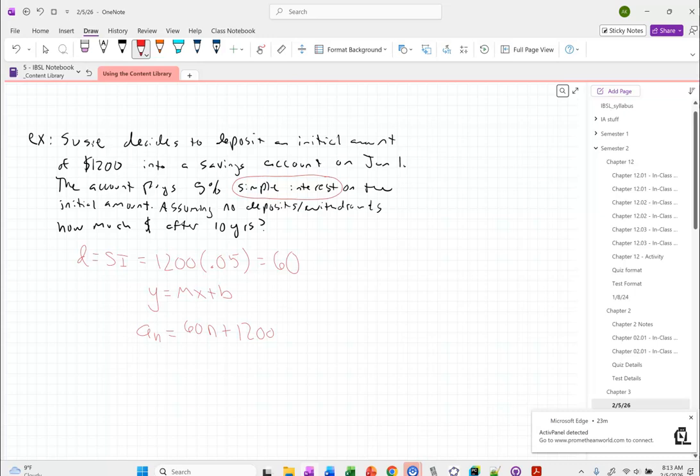After 10 years, well, that's easy. $1,800. Not great, Susie. 600 bucks for doing nothing is great, but over 10 years, not great, Bob. You feel okay there?